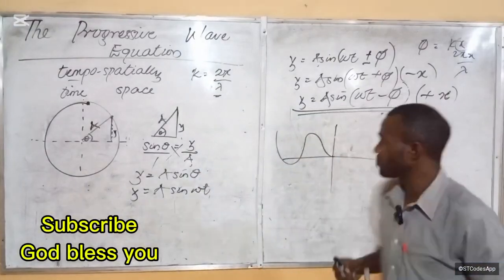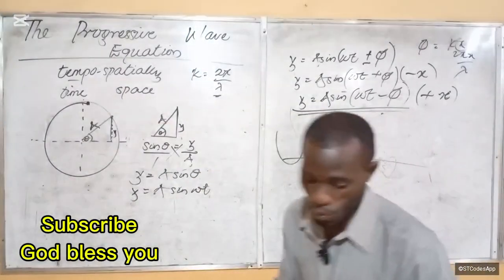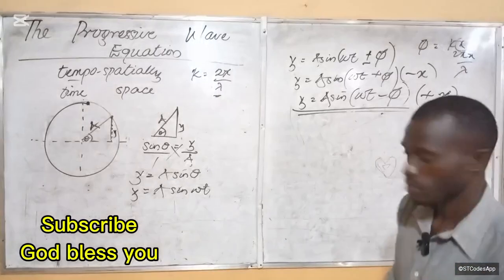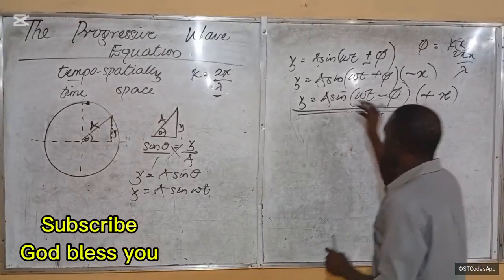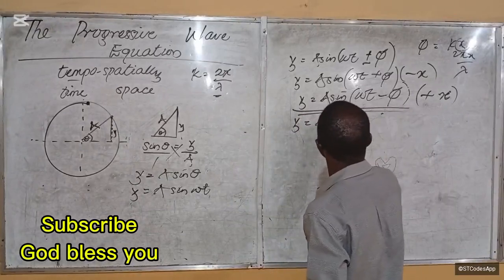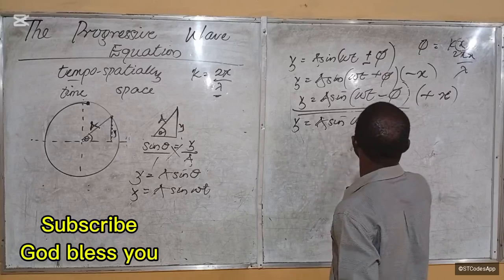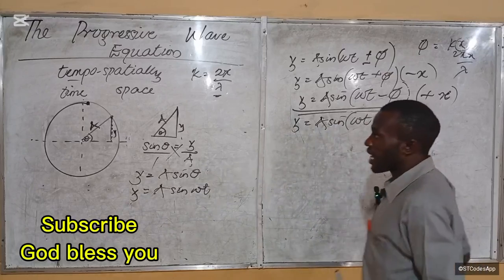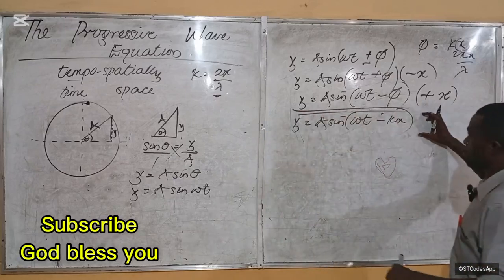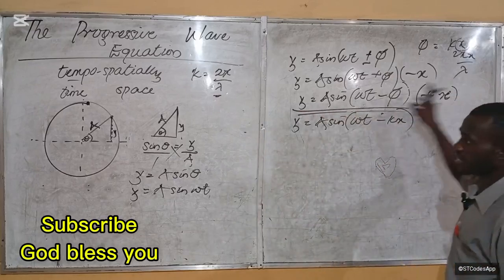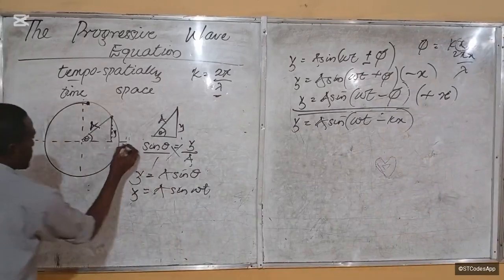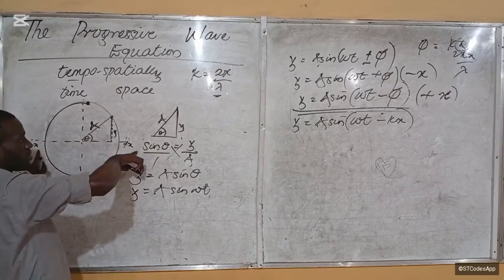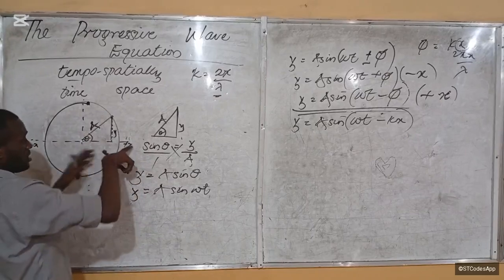Now, if that is clear, then you will understand it when I say that our wave now becomes y = a sin(ωt − kx). This one is for the positive x-axis, which is what I drew here. This is positive x, and this is negative x. So my wave is in this axis.